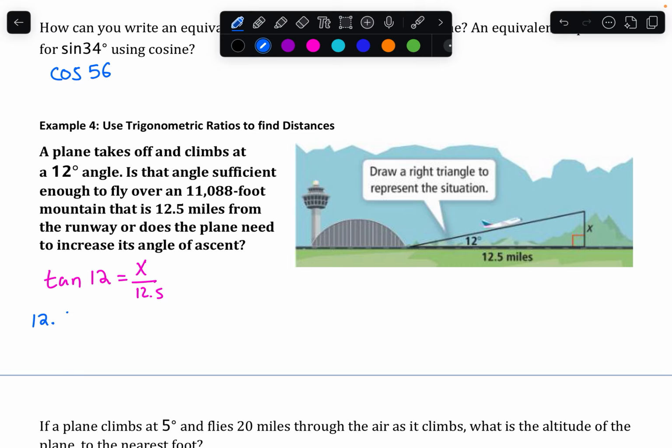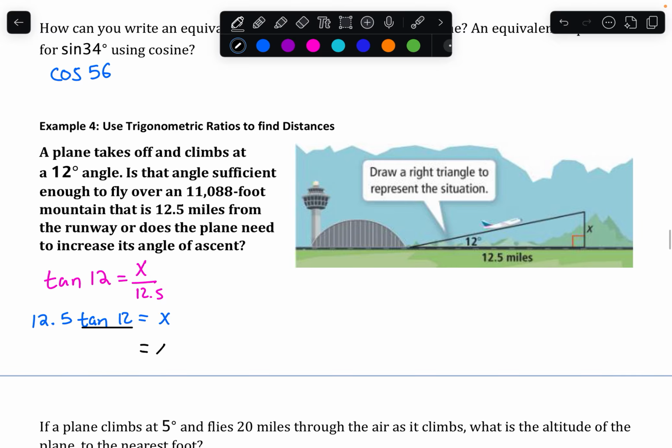Now I have 12.5 tangent of 12 equals x. The cool thing about the tangent of 12 is that it's just a number. It just represents a decimal value. And the even cooler thing about the tangent of 12 is that our calculator already knows it. So with your calculator in degree mode, all you need to do is type in 12.5 tangent of 12 into the calculator. And that's going to tell us then that our answer is 2.66.